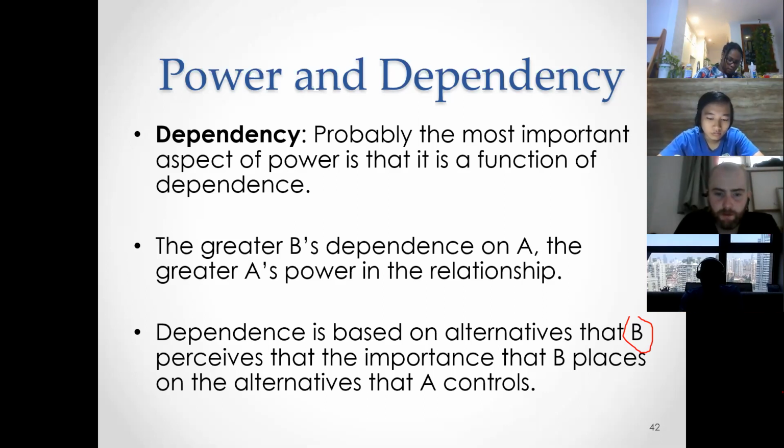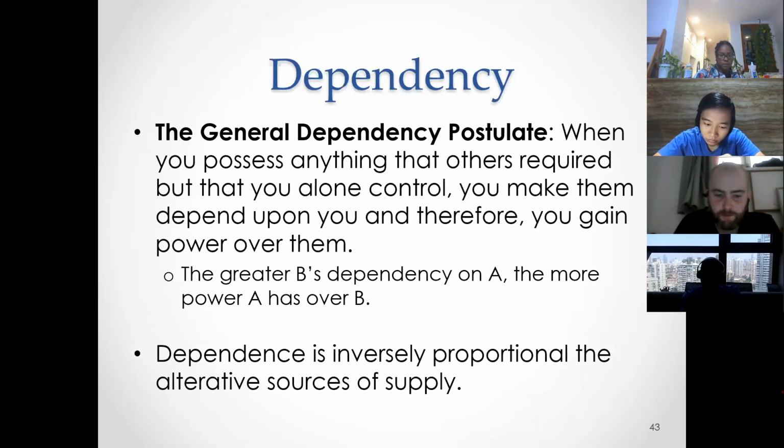Okay, this leads to the general dependency postulate. The general dependency postulate says, when you have something that you control, you possess anything, and it could be knowledge, and you control it, other people depend on you, and this gives you power. The more that people depend on you, the more power you have. And dependence is inversely proportional to the alternative sources of supply. What does that mean? Inversely proportional.